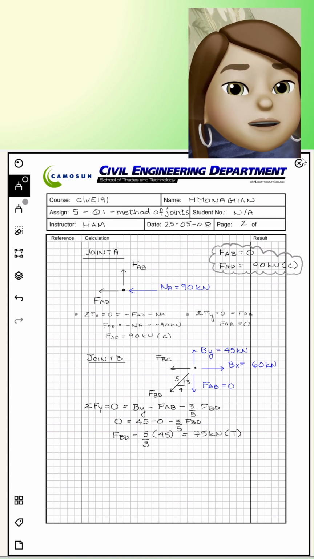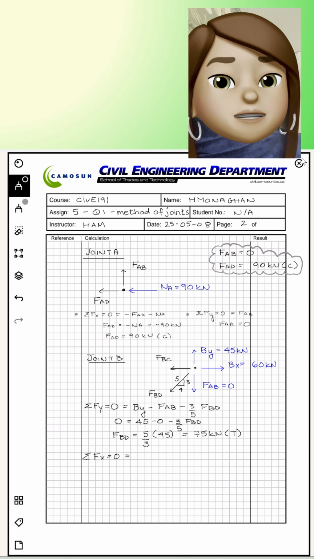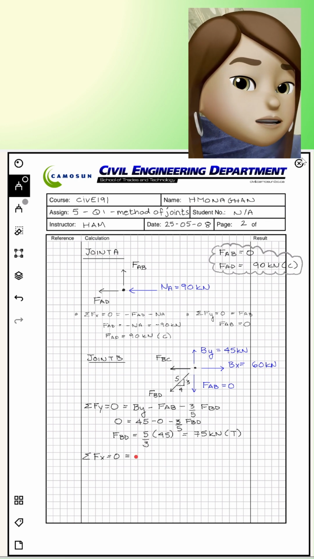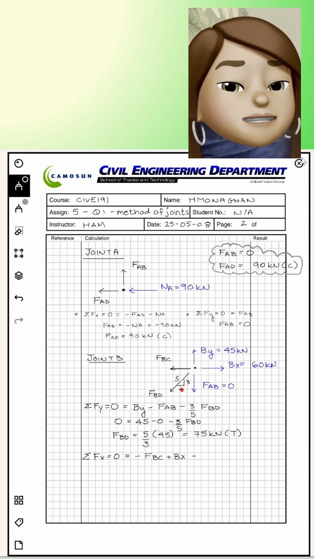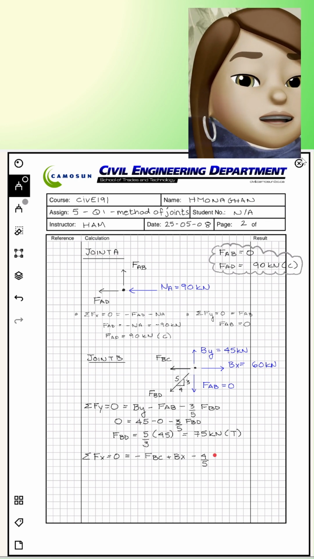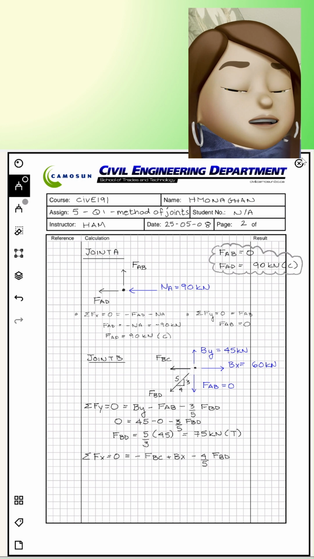And it comes out positive. So we guessed the right direction. It is in fact in tension. Sweet. And it's got a magnitude of 75 kilonewtons. So 75 kilonewtons in tension. Oops, it came out positive.